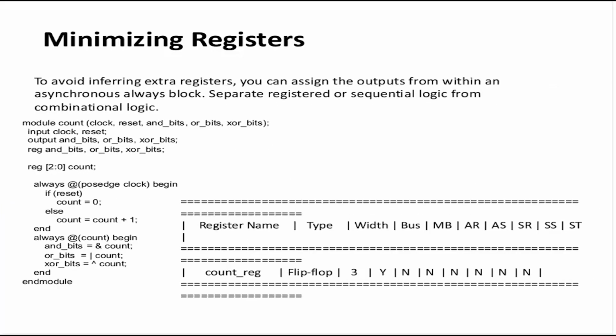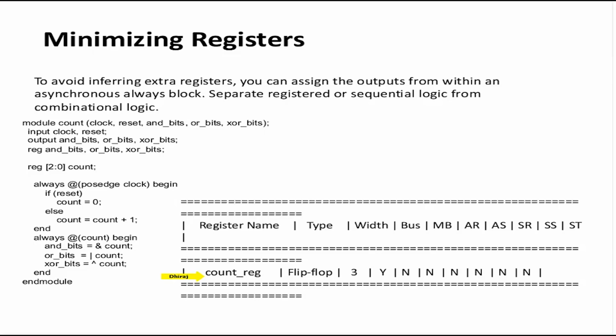Again, we go back to the basics. First thing, we have to separate combinational and sequential logic. So here is how we do that. We separate the sequential part, and the combinational part goes in another always block. Now, when it sees this always block, Design Compiler will know that these are combinational outputs. It will infer only count_reg as a register, not AND bits, OR bits, and XOR bits.